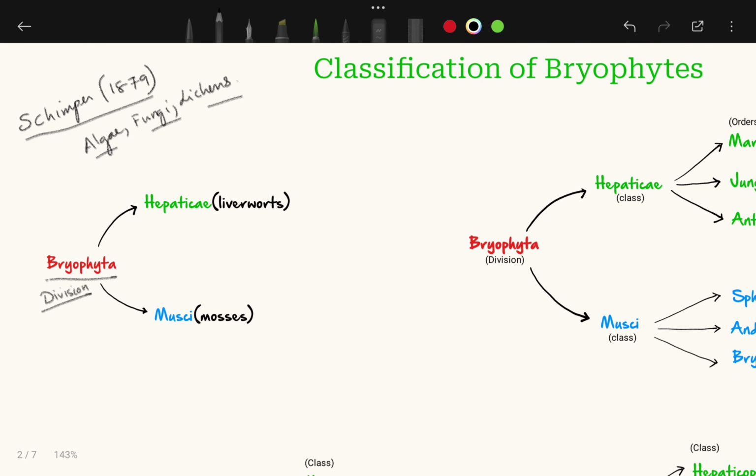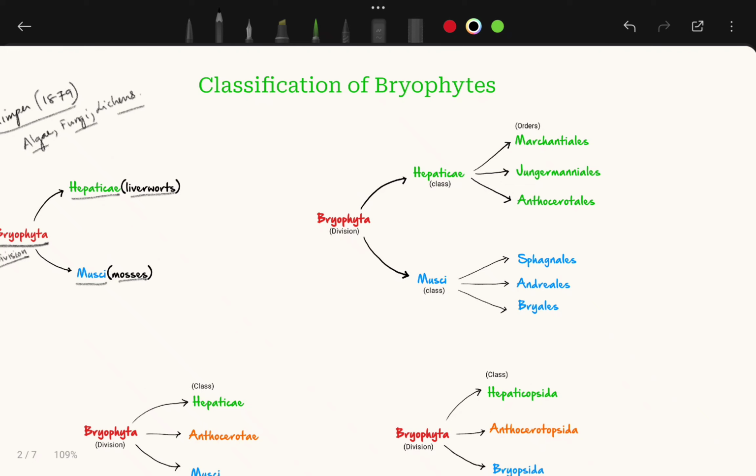Okay, and then Bryophyta was divided into two classes. Class 1, that is Hepaticopsida, and class 2, that is Musci. Hepaticopsida are also known as liverworts, and Musci are known as mosses. Now the classes Hepaticopsida and Musci are again divided into orders. The first is known as Marchantiales, the second is known as Jungermanniales, and then the last one is known as Anthocerotales. And then Musci is also divided into three orders: Sphagnales, Andreaeales, and then Bryales.